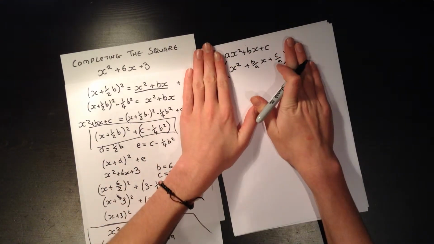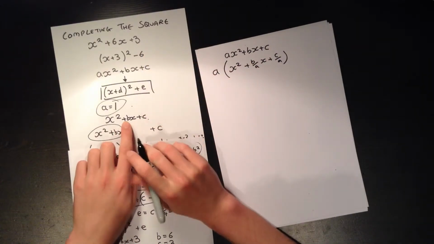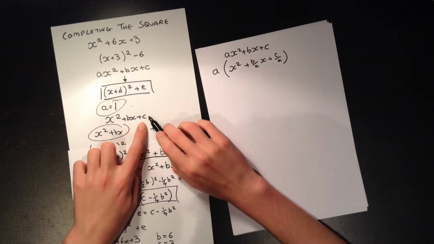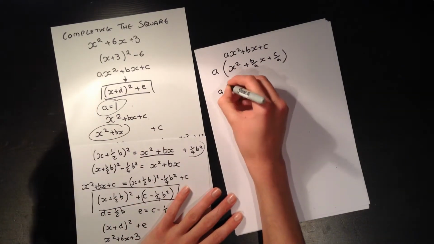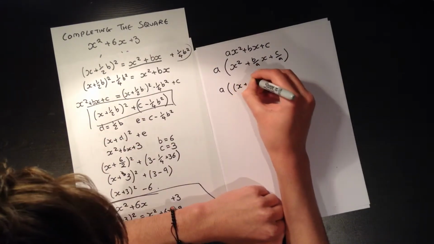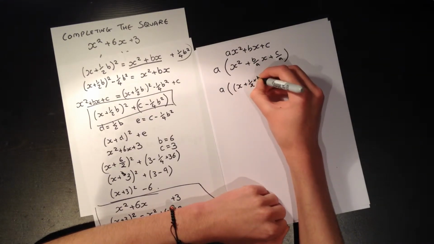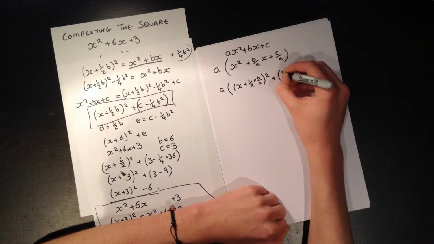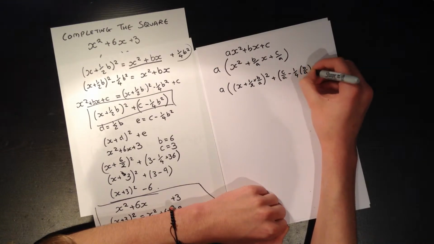And now this bit here looks quite similar to what we have here, except wherever we have b, we now have b over a. Wherever we have c, we now have c over a. So we can use the formula that we got here again, but whenever we have b, we now use b over a instead. So we can write it out, and wherever we have c, we now have c over a minus 1/4 of b over a squared.